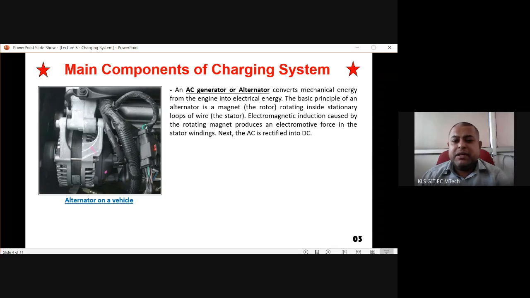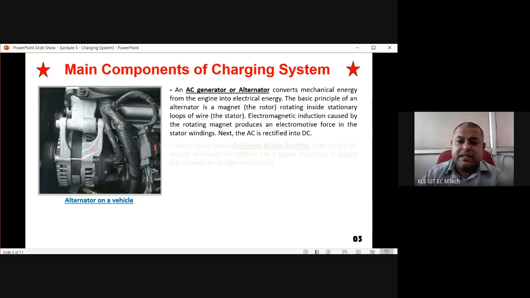Electromagnetic induction caused by the rotating magnet produces an electromotive force, that is EMF, in the stator winding. So it happens actually due to Fleming's right hand rule. There is a rotating motion, that is the first input, and there is an electromagnet, that means there is MMF, that is magnetomotive force or flux lines. If those two things are there, then some EMF will be generated. This is Fleming's right hand rule. The same principle is applied here, and EMF is produced, and it's an alternating kind of EMF.